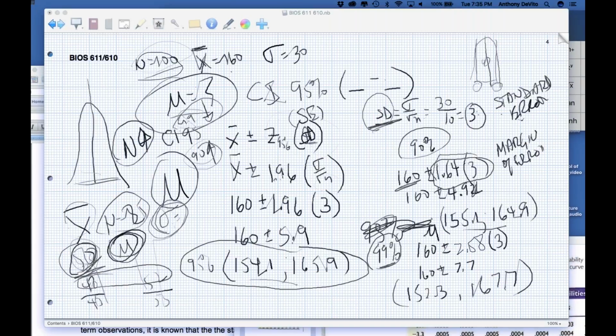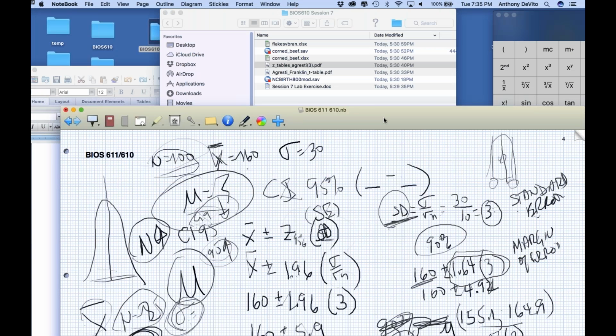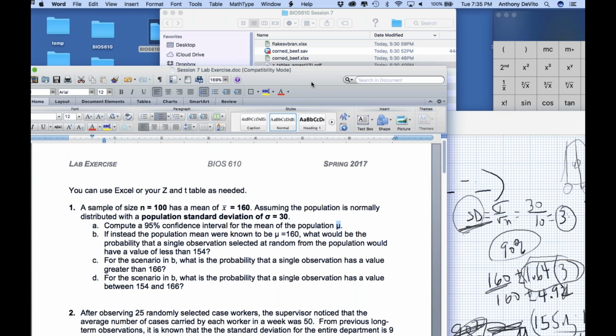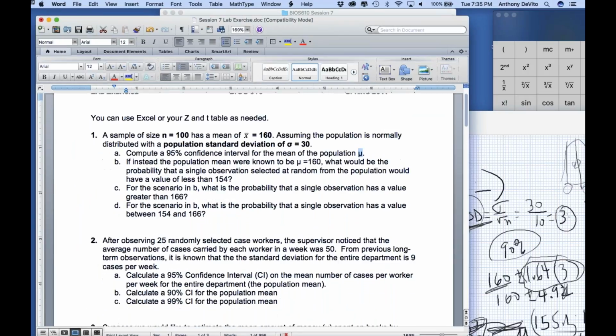Does that make sense? Ghislaine, does that make sense to you? Okay, good. So let's try a couple of examples here. Let's move on, see if we can try another example.